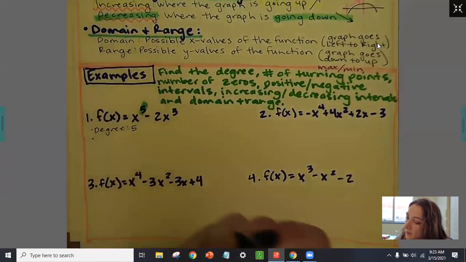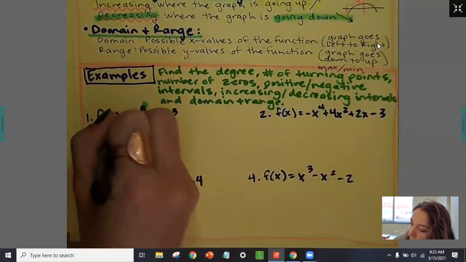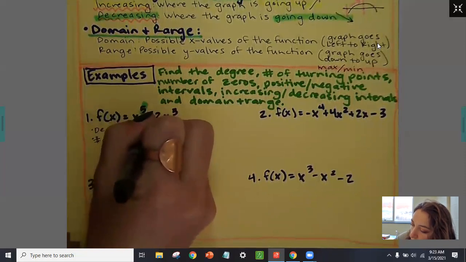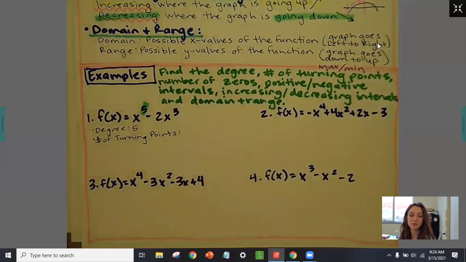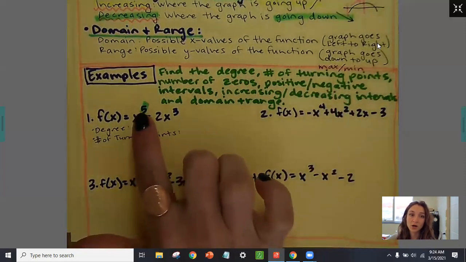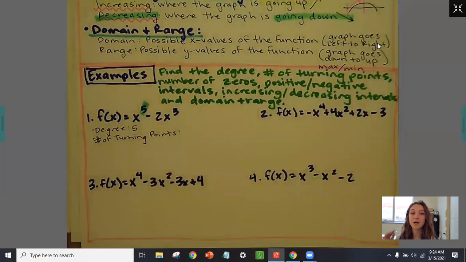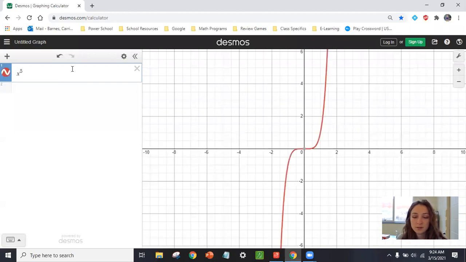Now, talking about the number of turning points. We're actually going to type this into Desmos, and the reason is the maximum number of turning points is going to be 4 because it's 1 less than the degree. But the maximum might not necessarily be how many turning points there are. So let's go type this into Desmos. We're going to see how many maximum and minimum points there are. x to the 5th minus 2x to the 3rd.